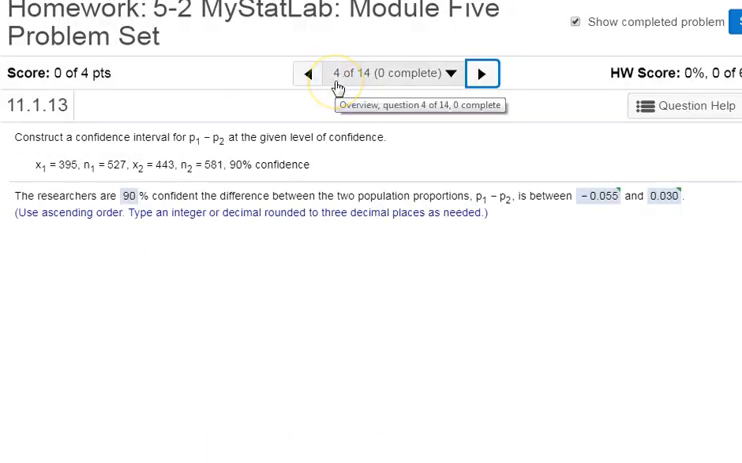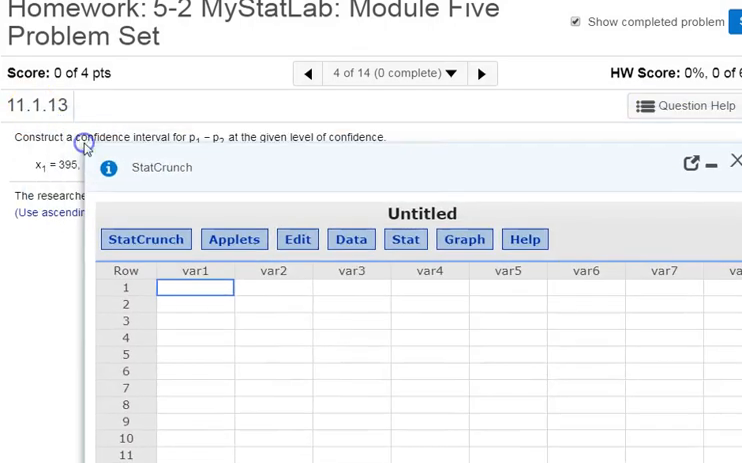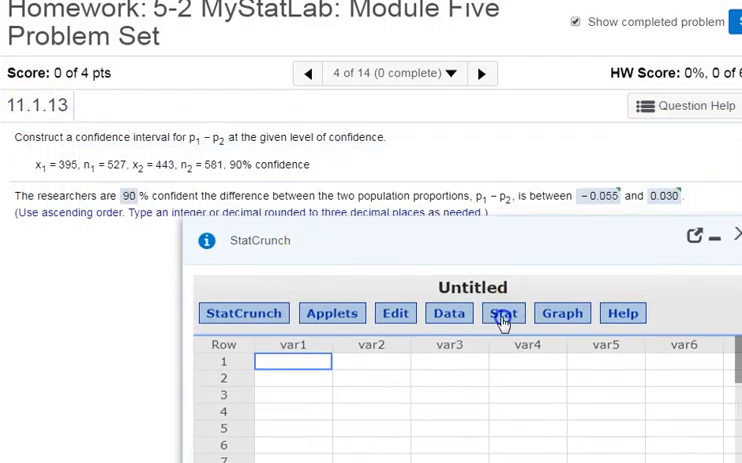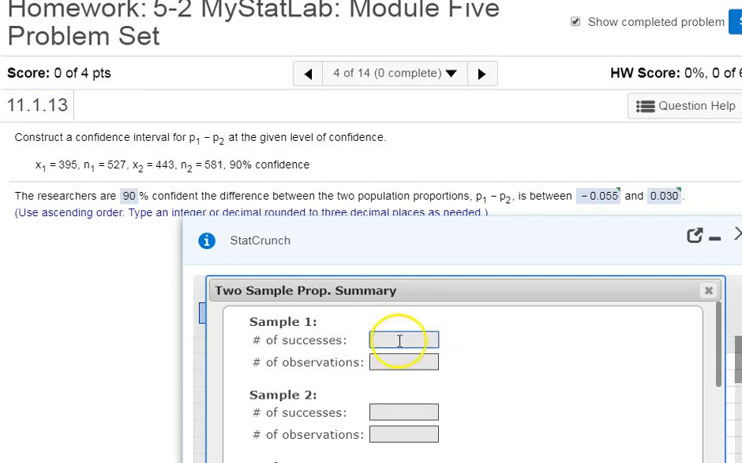For number 4, we are again dealing with 2 separate populations, and we're comparing the proportions from those 2 populations. And we're going to be building a confidence interval for the difference in those proportions. So StatCrunch is again going to be a great tool for us here. We want to go to proportion stats. We have 2 samples, and we have the summary data.